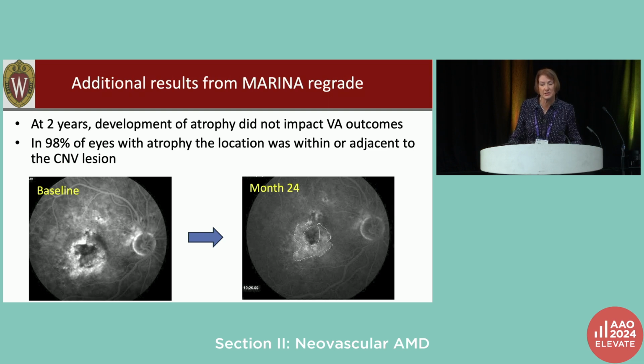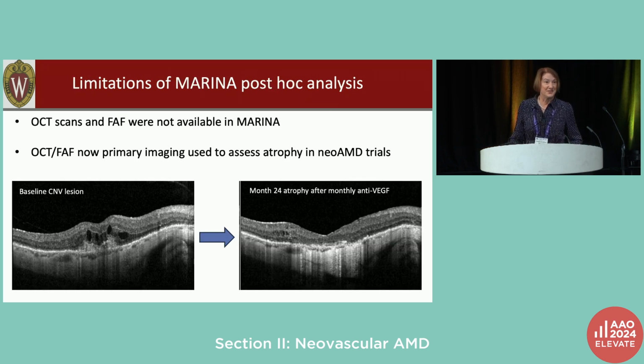The additional results showed us that atrophy did not impact visual acuity outcome at 2 years, and this atrophy did occur within or next to the lesion itself, and you can see that change from baseline to month 24. The limitations of this study, however, this regrading and post-hoc analysis, is there was no OCT or autofluorescence, and that was not available at the time.